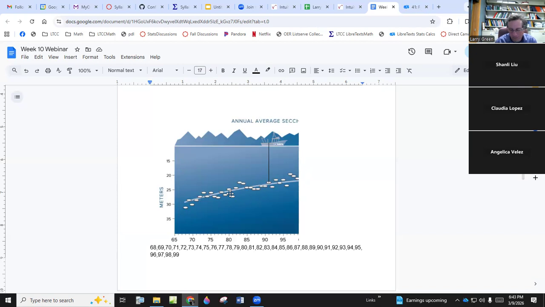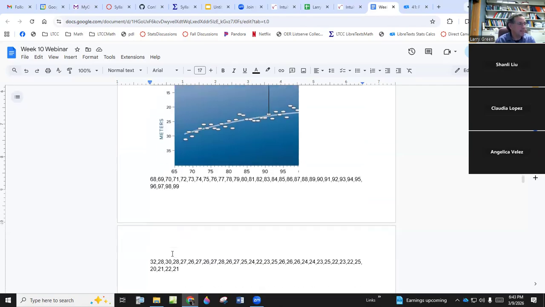Okay. I would never do that to you on a test, by the way. But I figured this is real. If you go online, you'll find this online. If you ask for a picture of a depth of lake clarity, this is one of the first things that will happen. And here is the data. So here's 68, 69, 70, 71, 72, all the way up to 99. And that was the year.